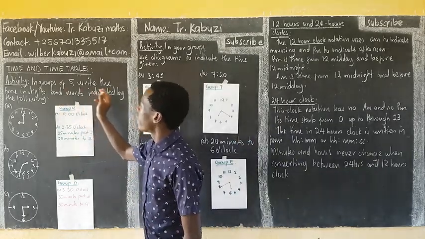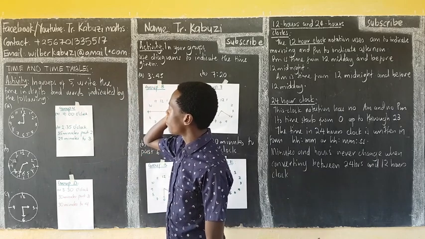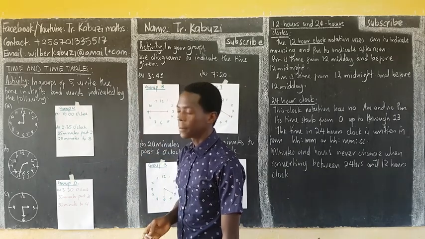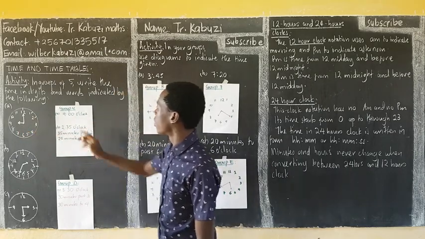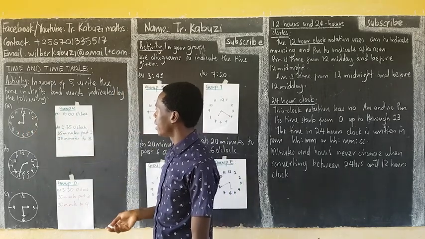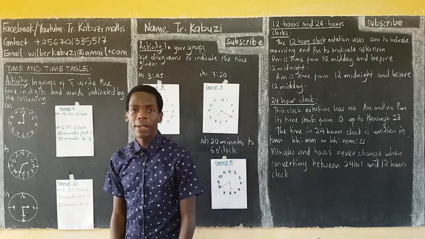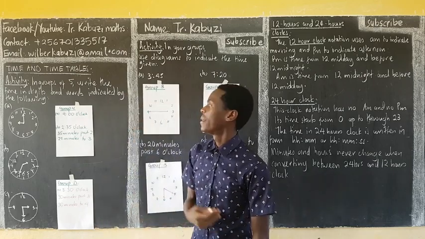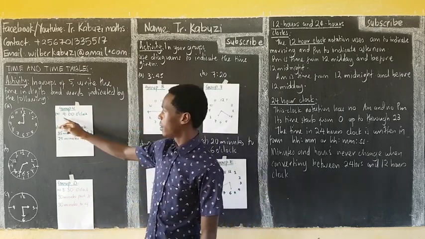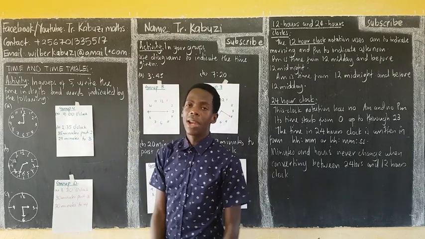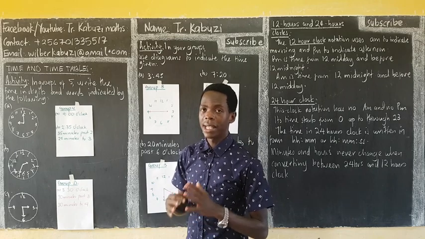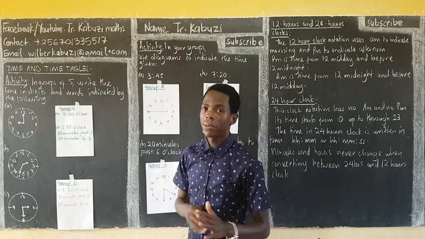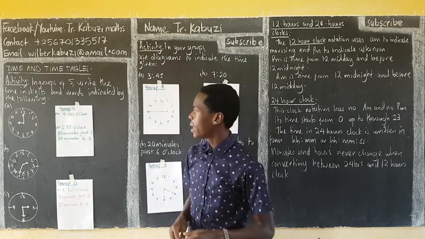So in groups of 5, write the time in digits and words indicated by the following. So here we have 9 o'clock. They're just putting 9 o'clock, so that means exactly 9. Remember, if we have AM and PM, we are not going to that, we're just reading it. We shall see when it's AM and PM.